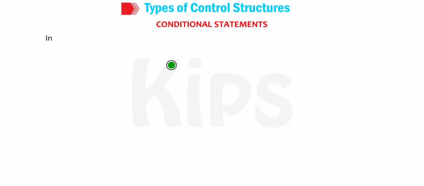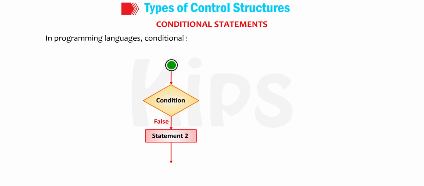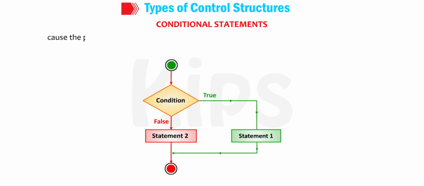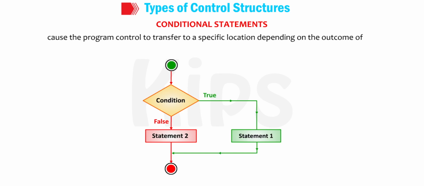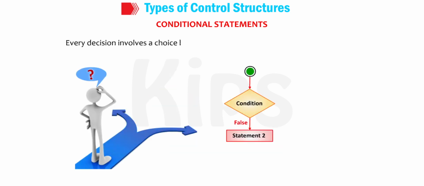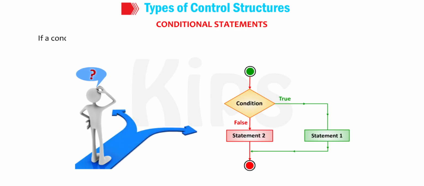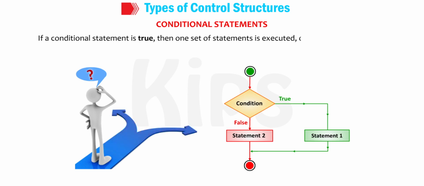Conditional statements. In programming languages, conditional statements, also known as decision-making statements, cause the program control to transfer to a specific location depending on the outcome of the conditional expression. Every decision involves a choice between the two alternatives, yes and no. If a conditional statement is true, then one set of statements is executed, otherwise the other set of statements is executed.